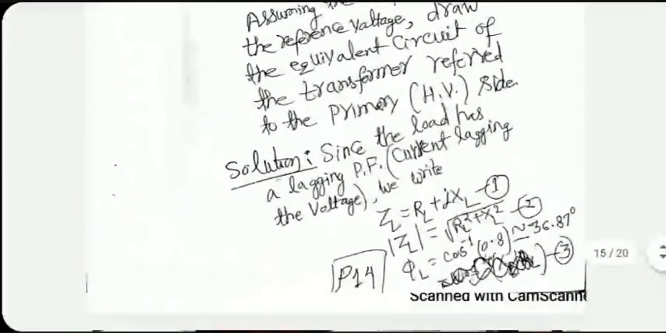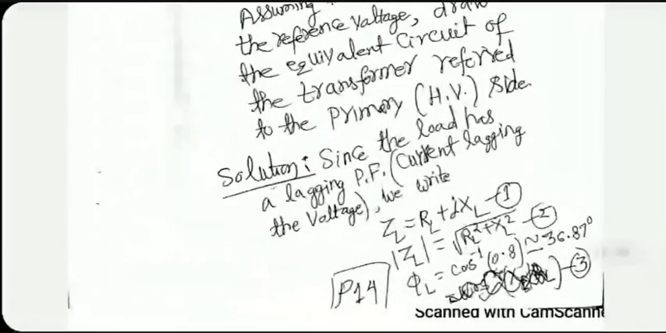Now look at the solution carefully. Load has a lagging power factor. So ZL has to be RL plus jXL type. It will be plus jXL, not minus j. Cos of phi L is 0.8, so you can calculate the inverse of that. You should get 36.87 degrees almost. The power factor angle is 36.87 degrees.